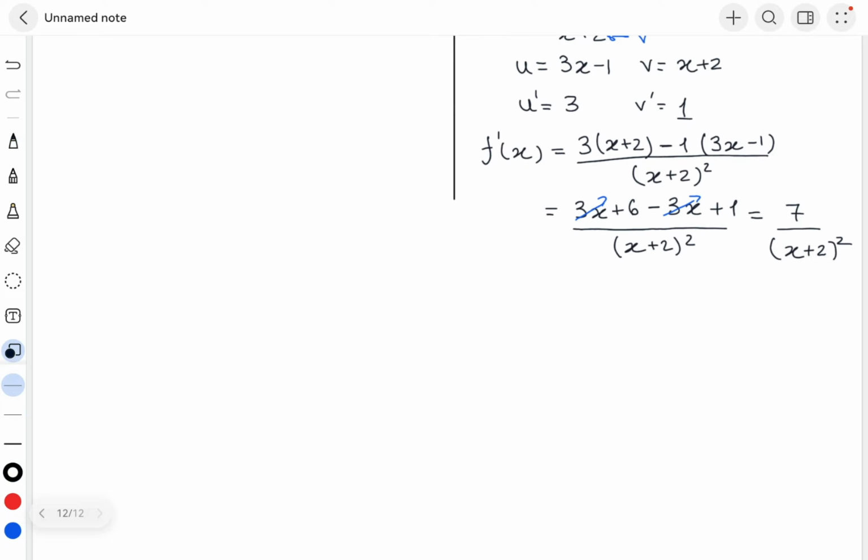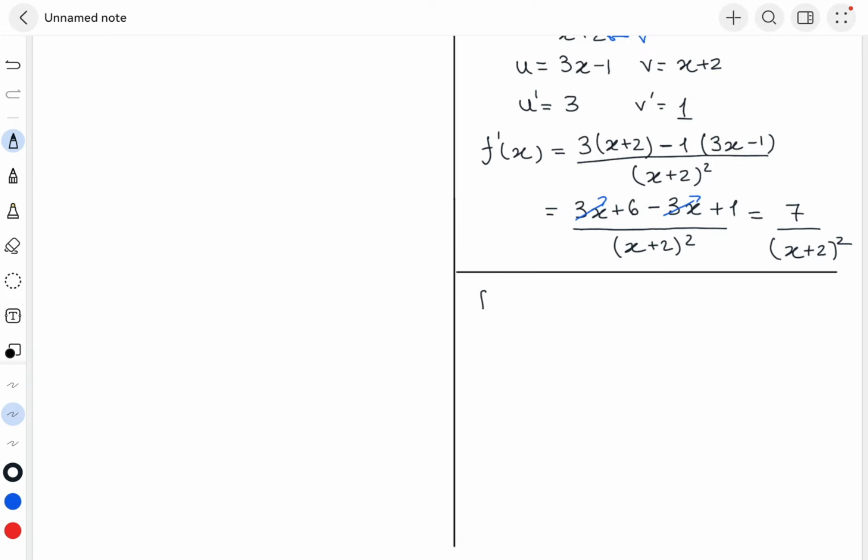Now for the chain rule, as we said, is whenever we have a function to the power of something. So for instance, 3x minus 1 to the power 4. First, we need to identify our u and our n. n is always the power. So our n here is 4, and our u here is 3x minus 1. u prime is 3, because the derivative of 3x is 3, and the derivative of negative 1 is 0, because the derivative of a constant is always 0.